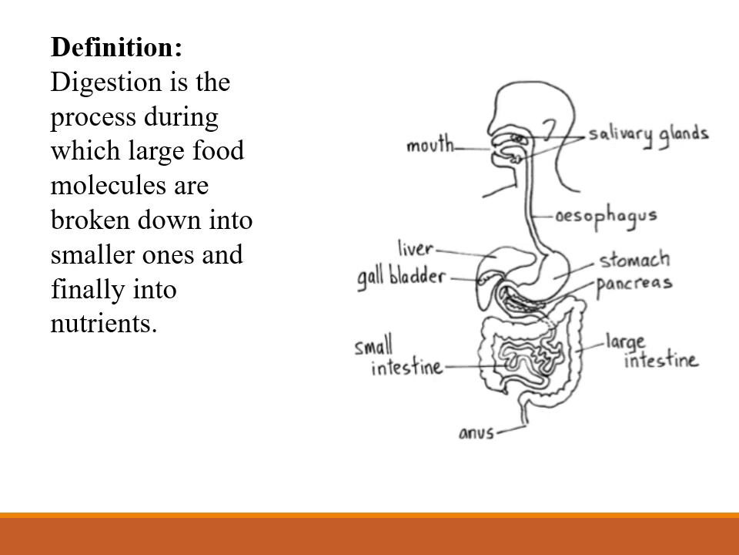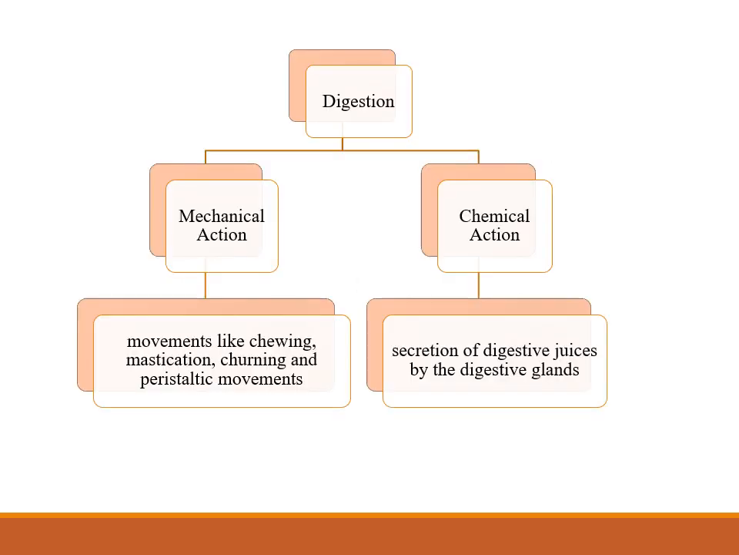Then, as a definition, digestion is the process during which large food molecules are broken down into smaller ones and finally into nutrients. Digestion is the set of mechanical action and chemical action. Mechanical action includes all the movements like chewing the food with the teeth, mastication, churning, and peristaltic movements in the esophagus. Chemical action is the secretion of digestive juices by the digestive glands.